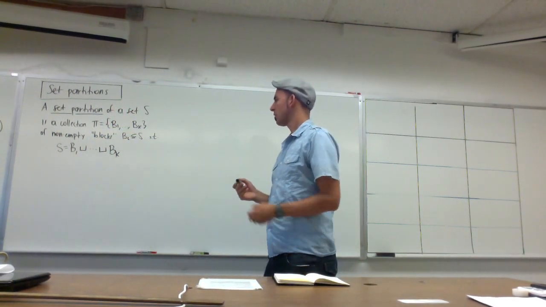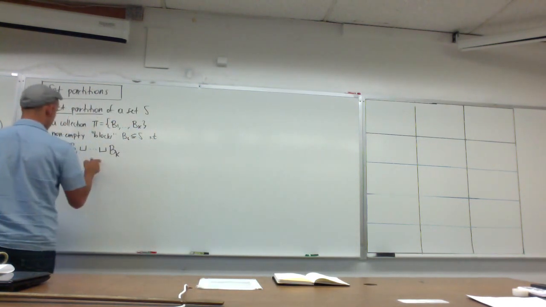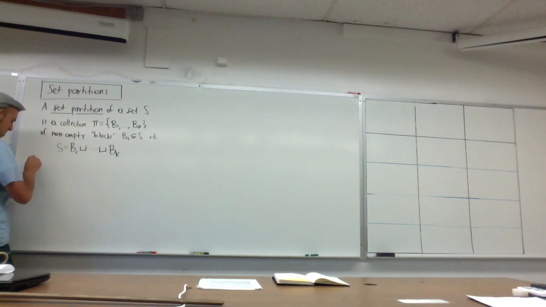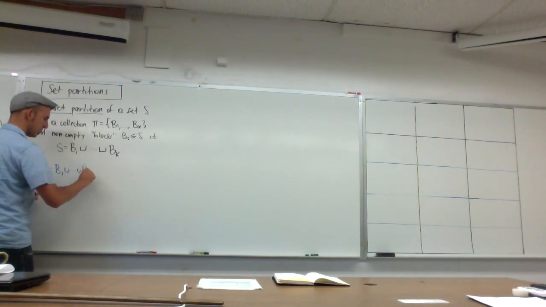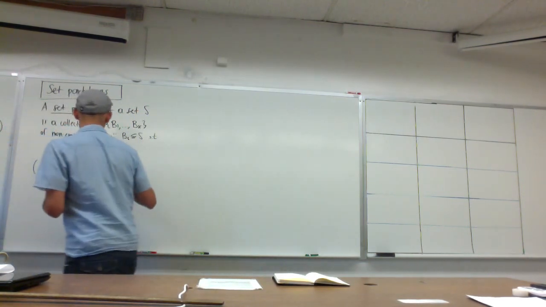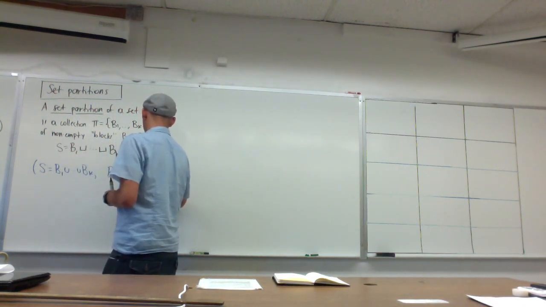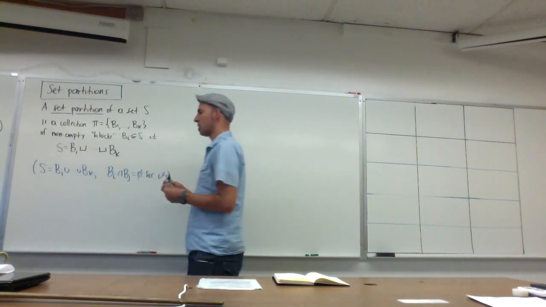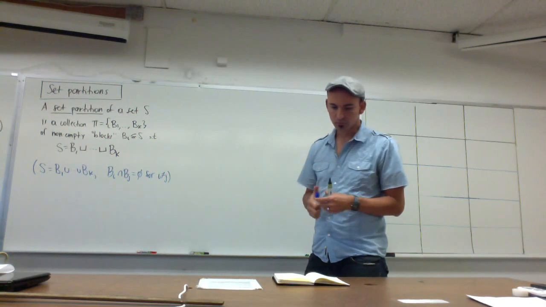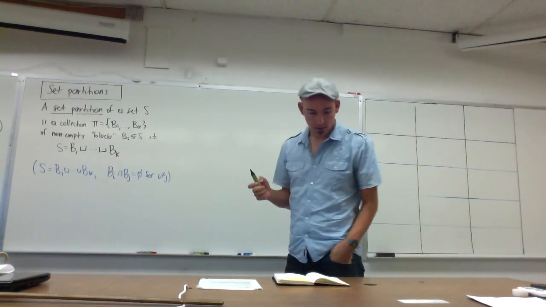Again, these little boxes mean the disjoint union, so this means that S is the union of these guys, and these guys are pairwise disjoint. So Bi intersect Bj is empty for i different from j. Okay. So that's set partition.